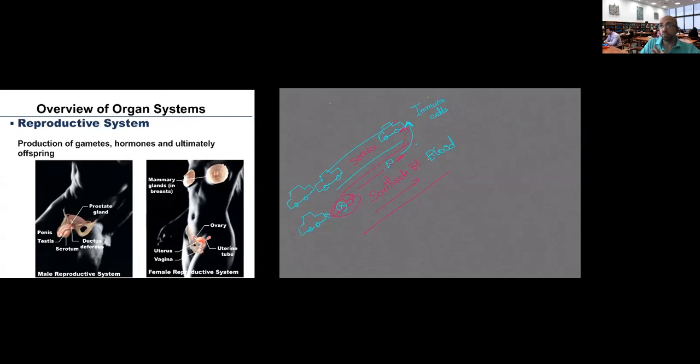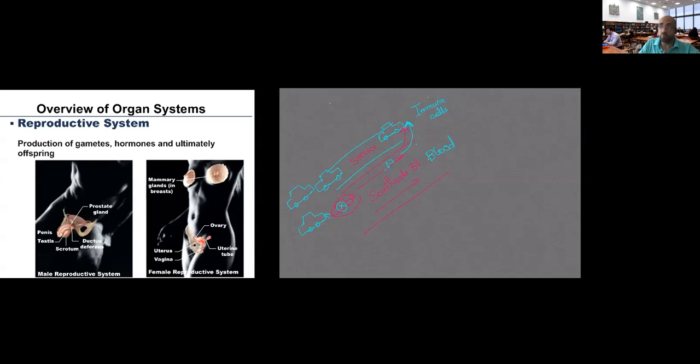Reproductive system, this is formed of the gonads, the testes in males and the ovaries in females, along with other accessory reproductive organs like the penis, for example, the scrotum in males, and the uterus, fallopian tubes, vagina in females.